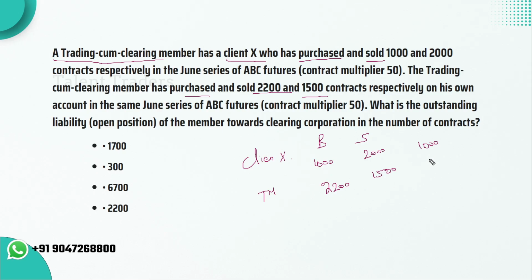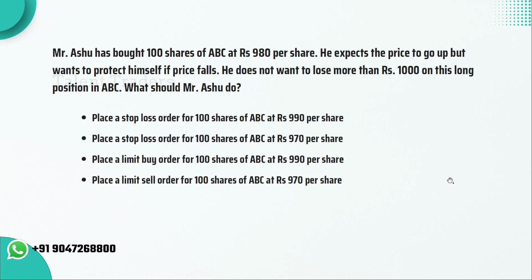Again, the trading cum clearing member has purchased 2200 and sold 1500. In this case, the outstanding contract is 700. So the client's open position is 1000, and the trading member's open position is 700. But as a trading member towards the clearing corporation, we need to add both: 1700 is the total number of outstanding positions of the client as well as the trading member. So 1700 should be the number of outstanding contracts to be settled.